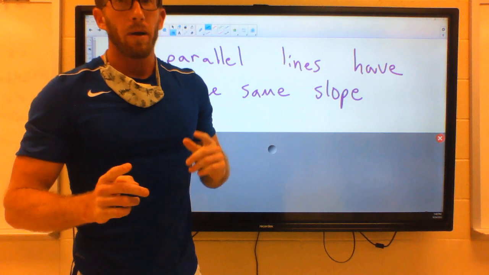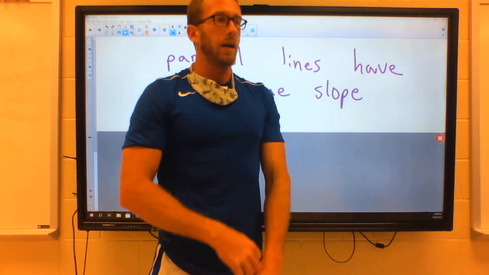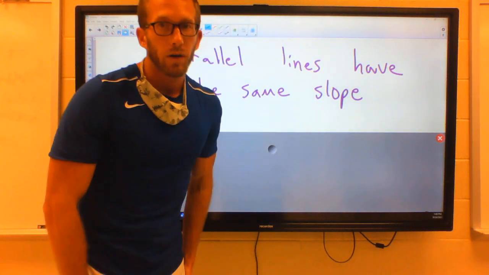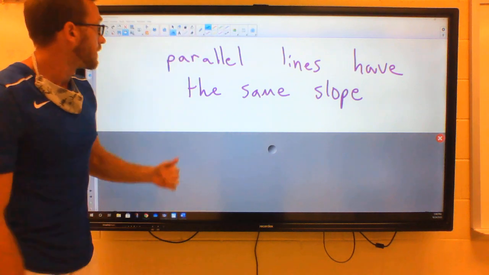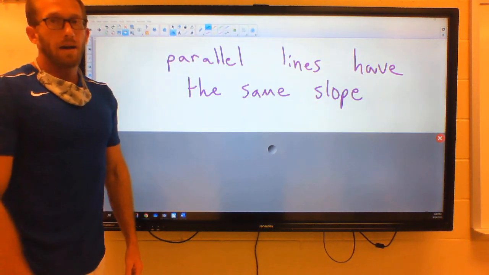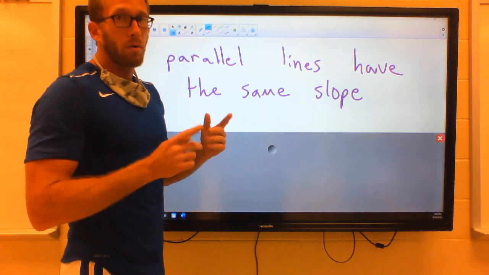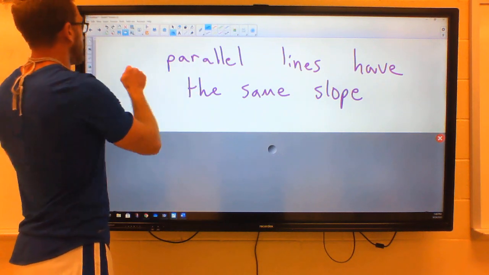Today we're going to talk about parallel and perpendicular lines. Okay, so let's have a working definition for each to start. Parallel lines have the same slope. So two lines are perfectly parallel if they have the same slope.